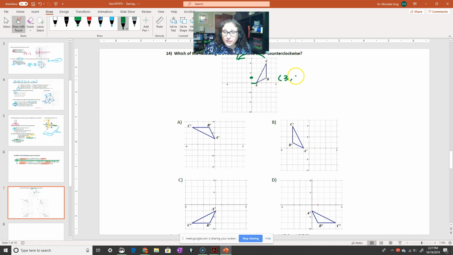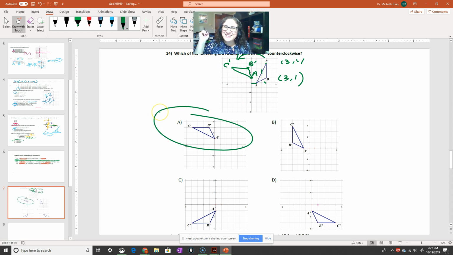B is at the point 3, 1. So when we flip it, we know it's going to be 1, 3, and we know it's going to be in this quadrant. So over -1, up 3. That's going to be our B. C is 3, 4. So when we have 3, 4, we flip it, 4, 3. So we're going to go 4, 3, and here is our C. So choice A. That was good.